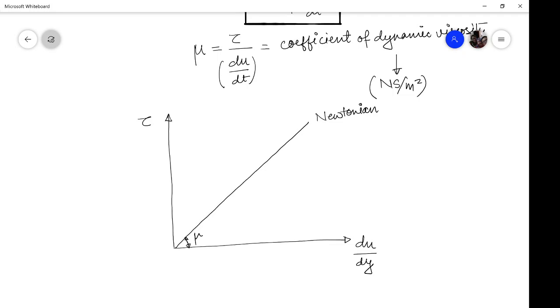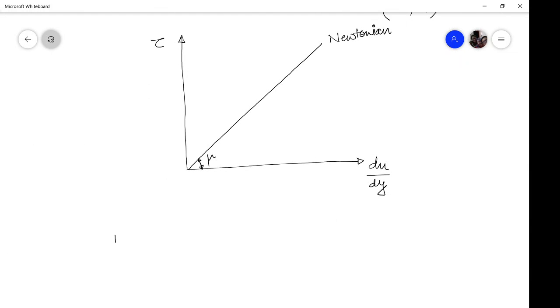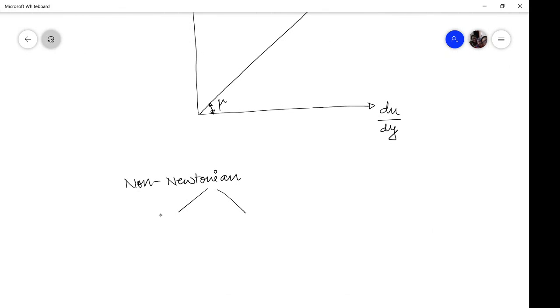Apart from Newtonian fluids, there are other fluids as well which are called non-Newtonian. Why? Because they don't follow this linear constitutive relationship after Newton. That is, shear stress is not proportional to shear strain rate. Direct relation is not there, so that's why they are called non-Newtonian fluids. These non-Newtonian fluids are further classified into two. What are those? First one is time dependent. Another one is time independent.